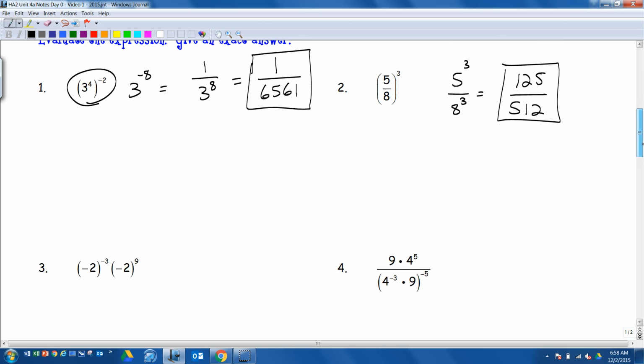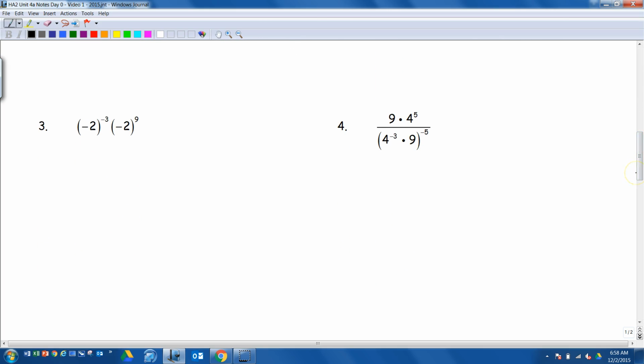Okay, so number 3. Notice you have 2 of the same bases. So if these are the same bases, when you multiply the same bases, you can add the exponents. So I'm going to say it's negative 2 to the 9 plus a negative 3, which is 6. Now remember, a negative number is not a negative exponent. So that's just a negative number. You're not flipping it here. So you raise this to the 6th power. It should become positive because it's an even power with a negative. And you get 64. When you type that in, make sure you use parentheses with the negative.